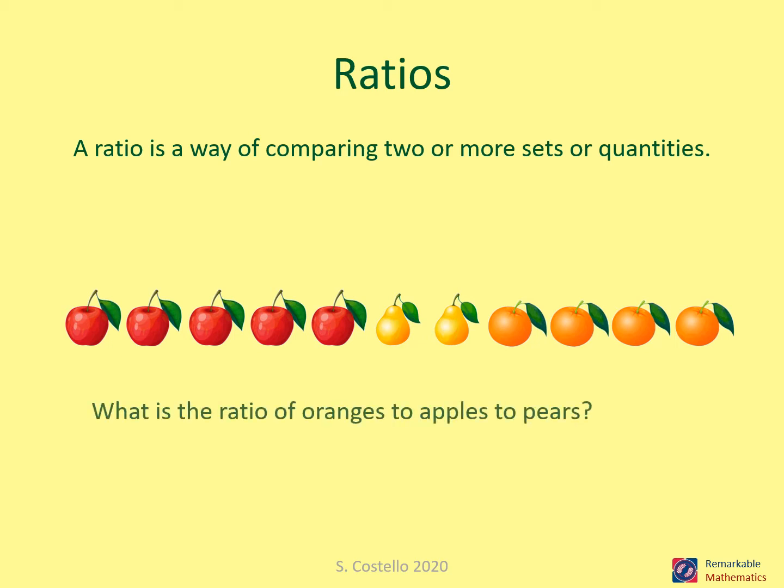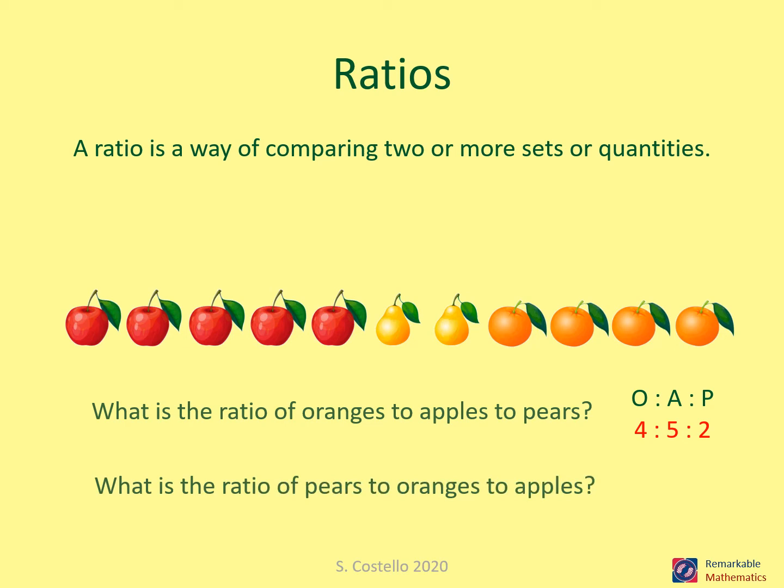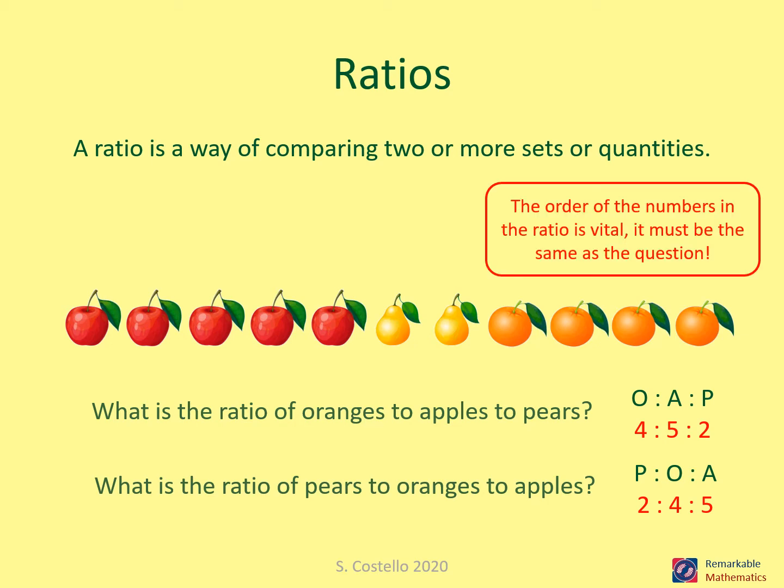What is the ratio of oranges to apples to pears? 4 to 5 to 2. What is the ratio of pears to oranges to apples? 2 to 4 to 5. The order of the numbers in the ratio is vital. It must be the same as the question. It's always worth reading it and taking care that you are putting them in the right order.